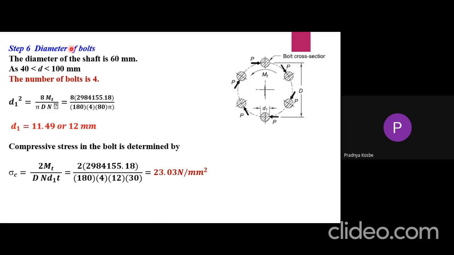Step 6, to find out the diameter of bolts. Here you can see these are the bolts. Here 8 bolts are shown and they are under a shear stress, as well as there will be a compressive stress. Correct?